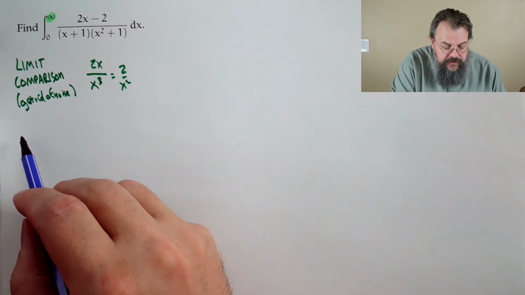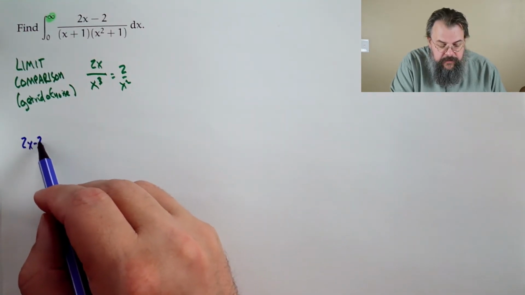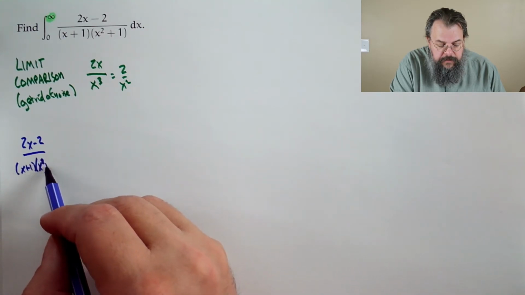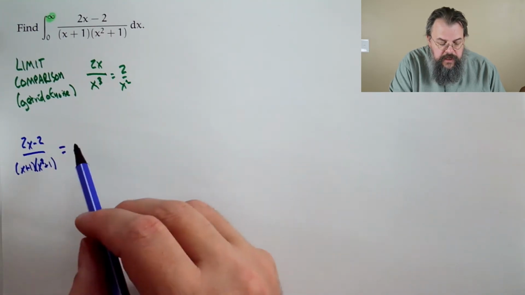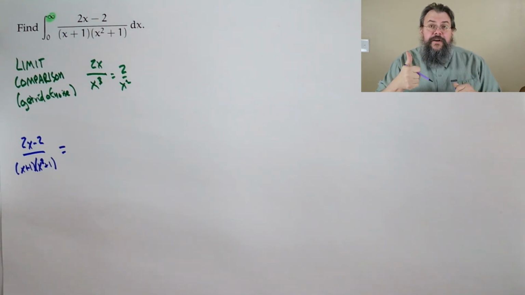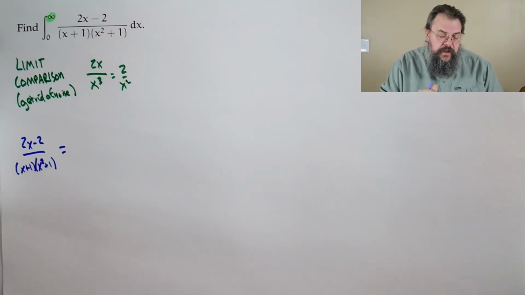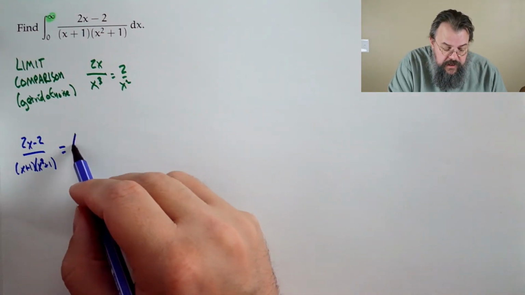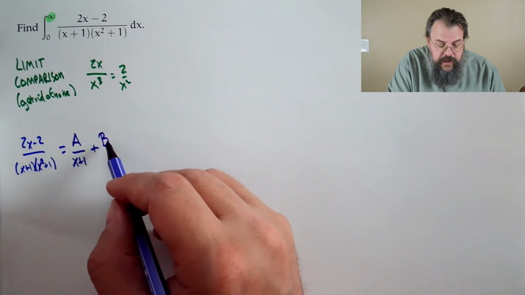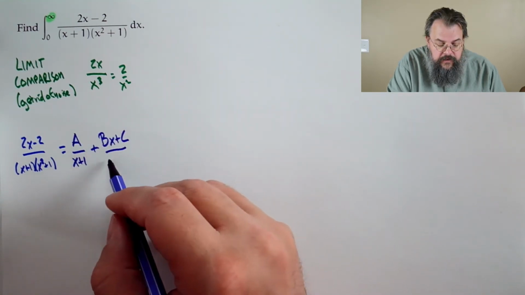So let's do some partial fractions here on the side. 2x minus 2 divided by x plus 1 times x squared plus 1. We don't have to do any division because the power upstairs is 1 and the power downstairs is 3, and so it's already lower power upstairs. It's going to be something over x plus 1 plus something over x squared plus 1.